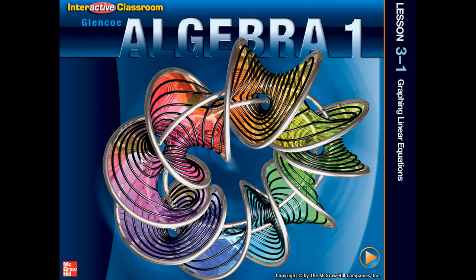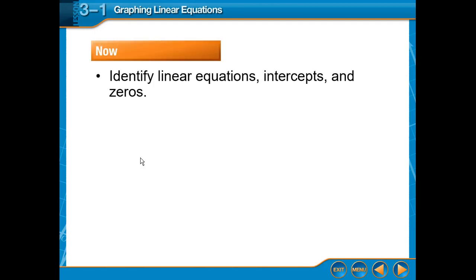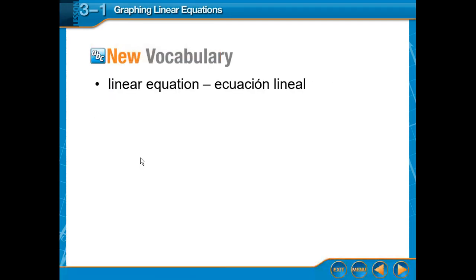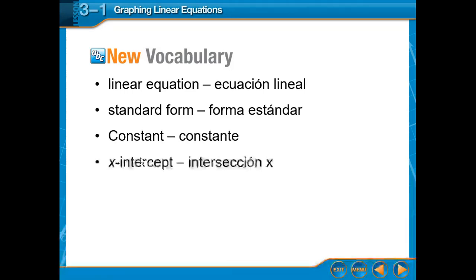Lesson 3.1 is on graphing linear equations. In this video, you will learn to identify linear equations, intercepts, and zeros, and graph linear equations. Vocabulary is linear equation, standard form, constant, x-intercept, and y-intercept.